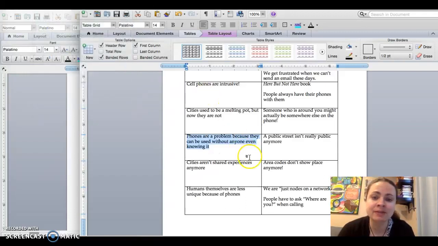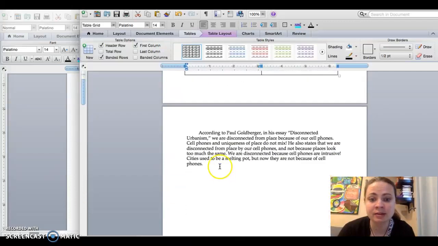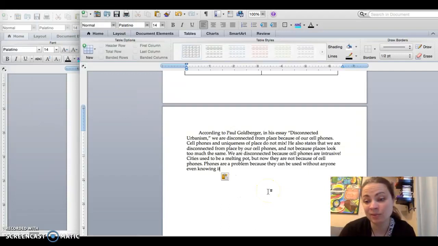Okay. And then the next part we have is phones are a problem because they can be used without anyone even knowing it. Again, I'm just copying and pasting from my main idea column. And I'll add a little bit of a transition. Surprisingly, phones are a problem because they can be used without anyone even knowing it.